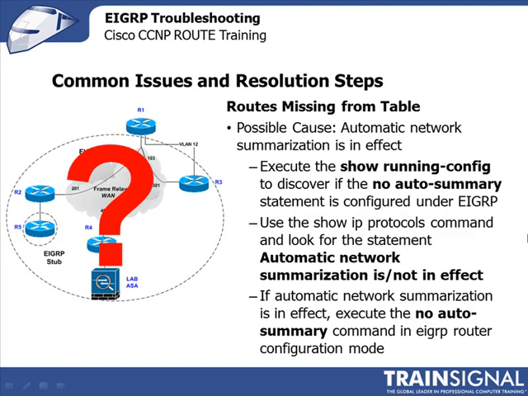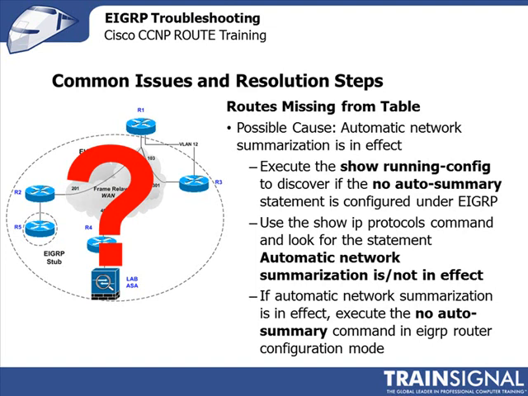Another reason, and a very common one, that routes may be missing from the IP routing table has to do with automatic network summarization. Even though there are wild claims that certain versions of IOS code have automatic network summarization disabled by default, more often than not it is enabled and is the source of missing routes. So the first thing to do is show running configuration and look specifically if the no auto summary command is configured under EIGRP. If it's missing, it means that automatic summarization is in effect. You can also use the show IP protocols command and look for the specific statement that automatic network summarization is or is not in effect.